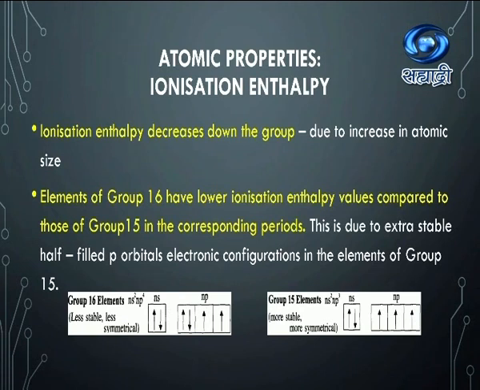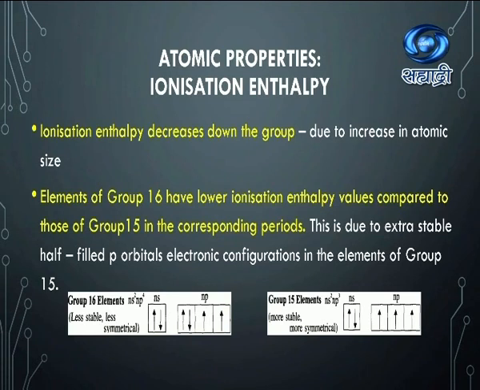So ionization enthalpy decreases down the group due to increase in the atomic size. This we already studied, that there is always an inverse relationship between atomic size or atomic radius and ionization enthalpy. If atomic radius is greater, ionization enthalpy is smaller, and vice versa. Now as we move down the group, the size of the atom increases, so ionization enthalpy decreases.